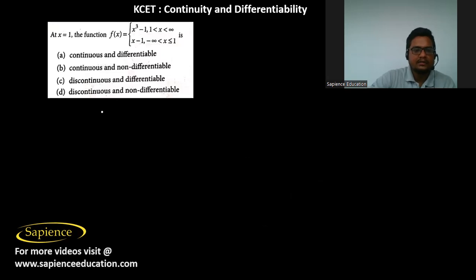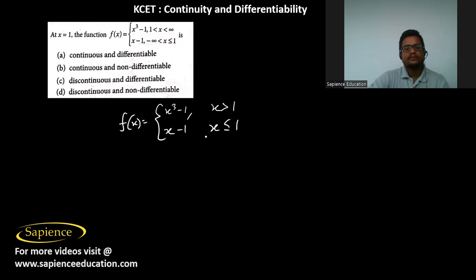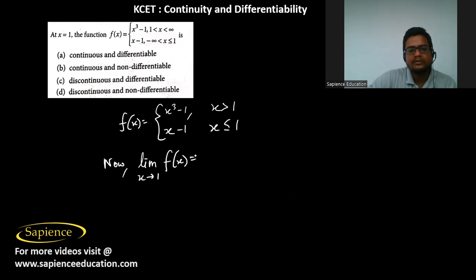Then it is told that at x equal to 1, the function f of x equals x cube minus 1 when x is greater than 1, and it is x minus 1 when x is less than or equal to 1. Then we have to find if the function at x equal to 1 is continuous and differentiable or not. So now, limit x tends to 1 of f of x, how much will that be? We have to find the left hand limit first and then the right hand limit.